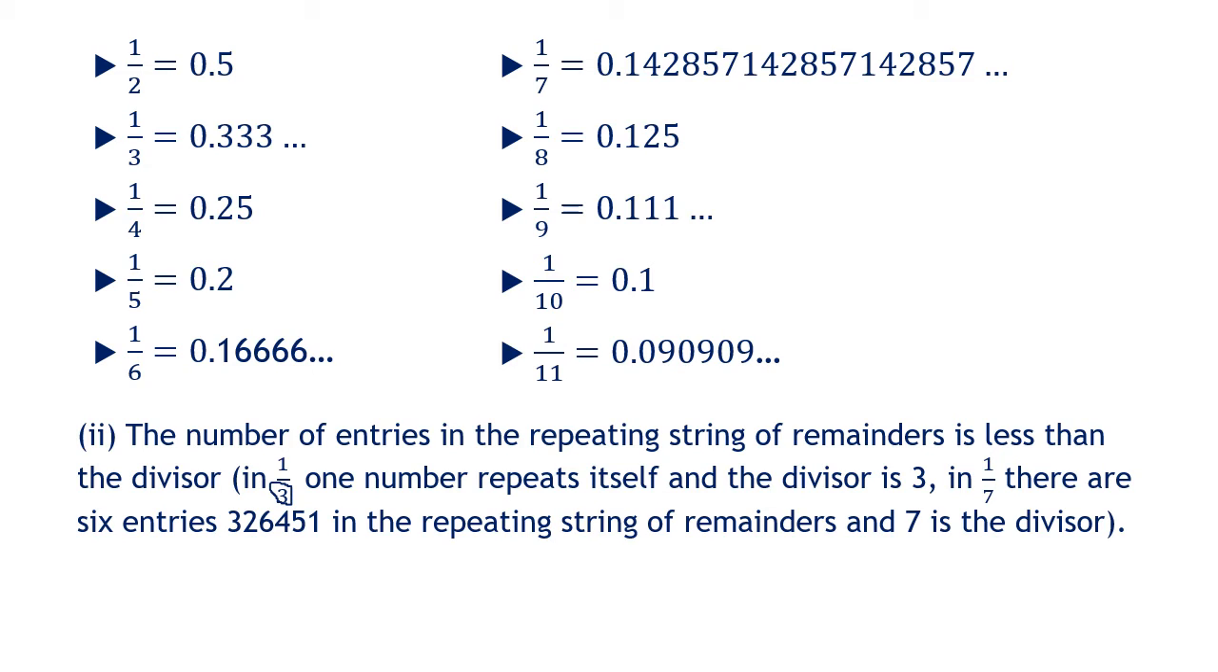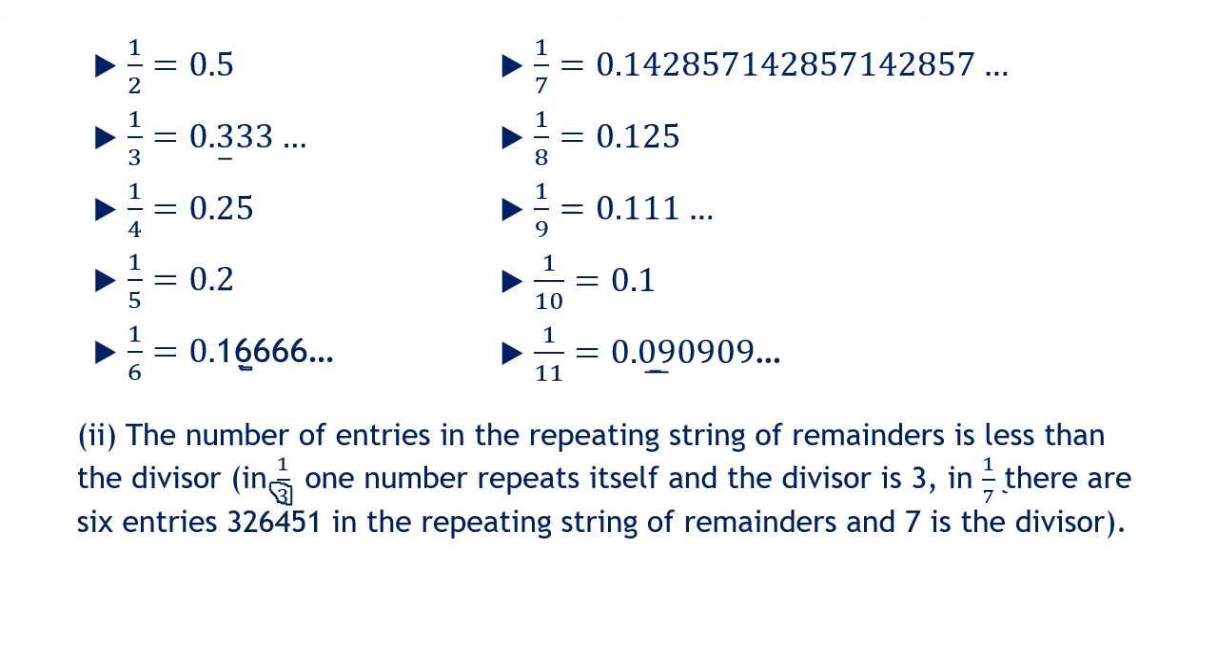So when 3 is the divisor, which number is repeating? Only one number is repeating. Can you notice that? Only one digit is repeating. It is 3, but the digit is only 1 which is repeating. So when the divisor is 3, the repetition is only one number. Again, here the divisor is 6, but the repetition is only one number. The divisor is 11, but the repetition is only 2 digits. So the repetition is always less than the divisor.